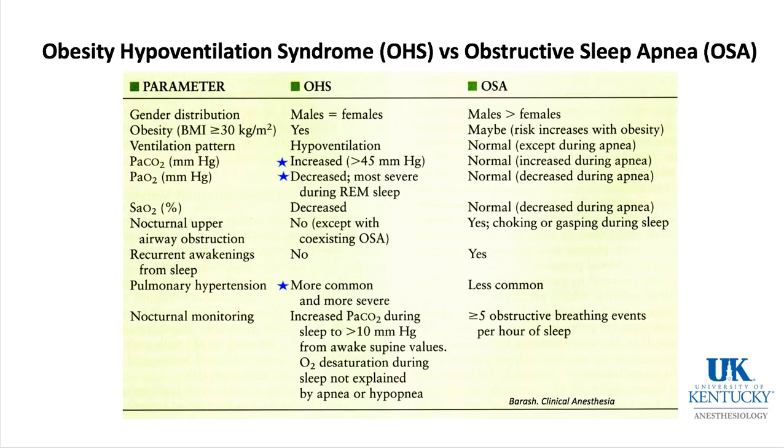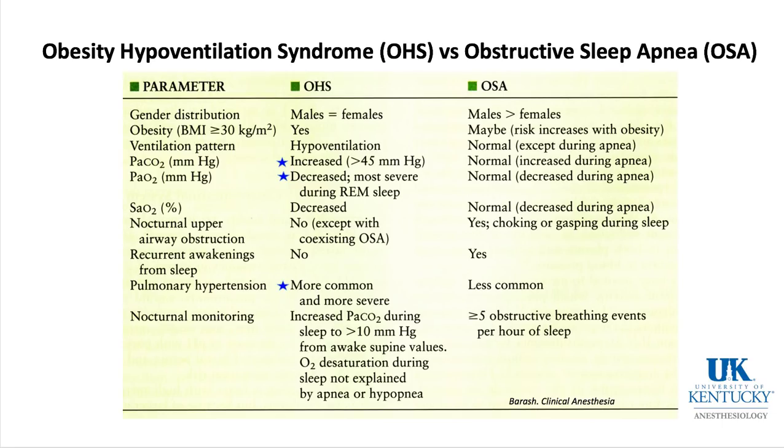They do not very commonly have pulmonary hypertension, and if they have a sleep study and you monitor them at night while they're sleeping, they have multiple obstructive breathing events per hour, greater than 5. And you say, aha, that's obstructive sleep apnea. Male, obese, gasping at night, waking up multiple times, and on polysomnography, a sleep study, more than 5 obstructive breathing events per hour of sleep.